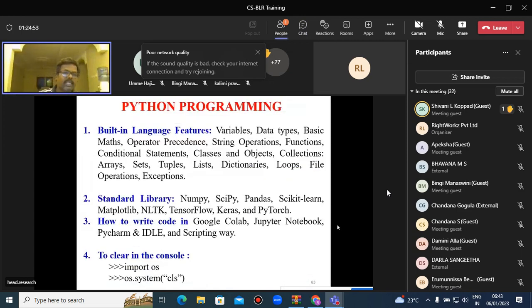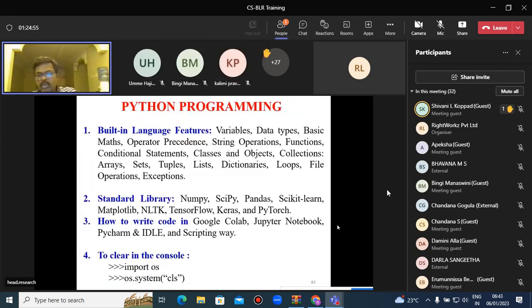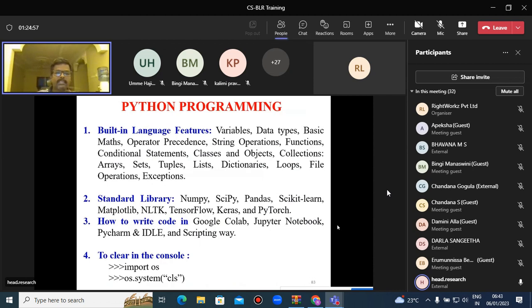Then see the Python programming. This is the syllabus of Python programming, built-in language features. It is important for everyone.